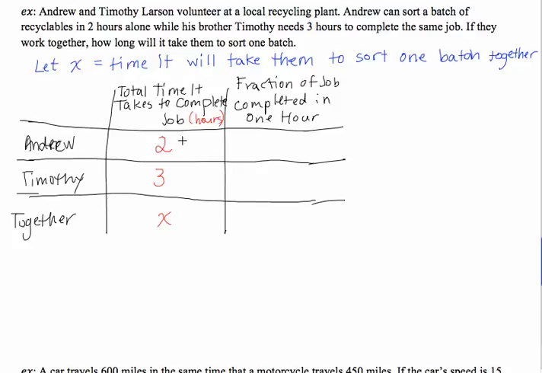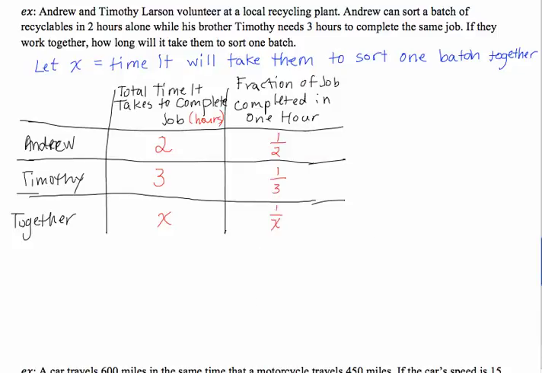Now, if it takes Andrew 2 hours to complete the entire job, what fraction of the job has he completed after 1 hour? Well, if it takes him 2 hours to do the whole job, he would have completed a half of the job in 1 hour. Okay, it takes Timothy 3 hours to complete an entire job. So the fraction of the job that he will have completed in 1 hour is 1/3 of the full job. And so from these, you can kind of get the pattern here. If you have a 2 here, you're going to have 1/2 over here. If you have a 3 here, you have 1/3 here. So here we have an x, therefore, if it takes you x hours to complete the whole job, then the fraction of the job you complete in 1 hour is 1/x of that.